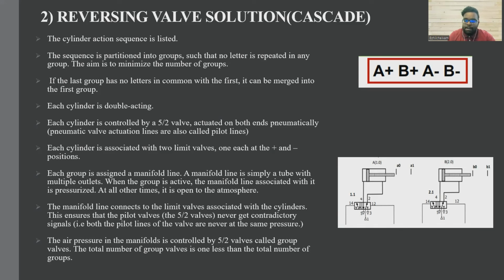This ensures that the pilot valve, also known as the 5/2 valve, never gets contradictory signals. Both the pilot lines of the valve are never at the same pressure. The air pressure in the manifold is controlled by a 5/2 valve called the group valve. The total number of group valves is one less than the total number of groups.